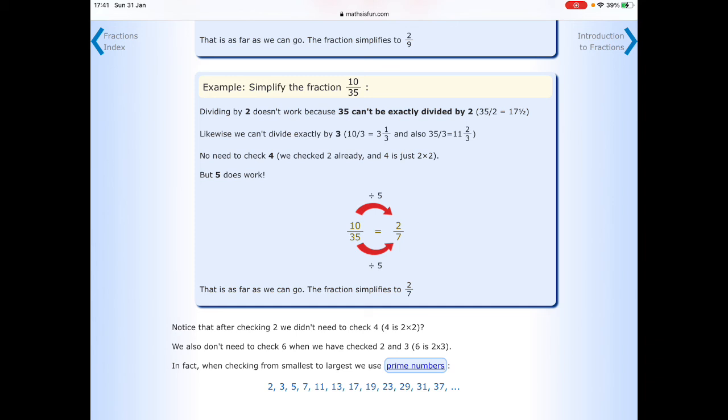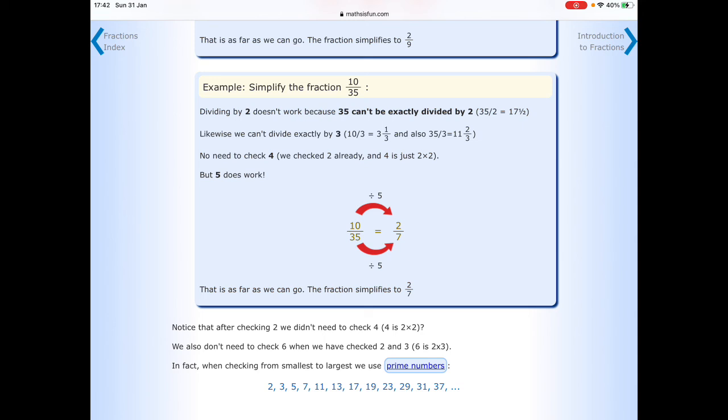Think about dividing by 3. 10 is not divisible by 3. Again, you would have a decimal or a remainder of some sort. 4 is not going to work either because 2 didn't work and they have very similar multiples in their times tables. But 10 and 35 are both divisible by 5. They're both in the 5 times table. So 10 divided by 5 is 2 and 35 divided by 5 is 7. So it simplifies to 2/7.